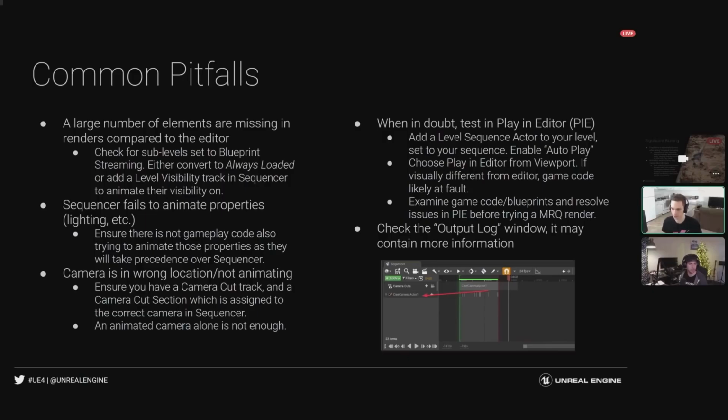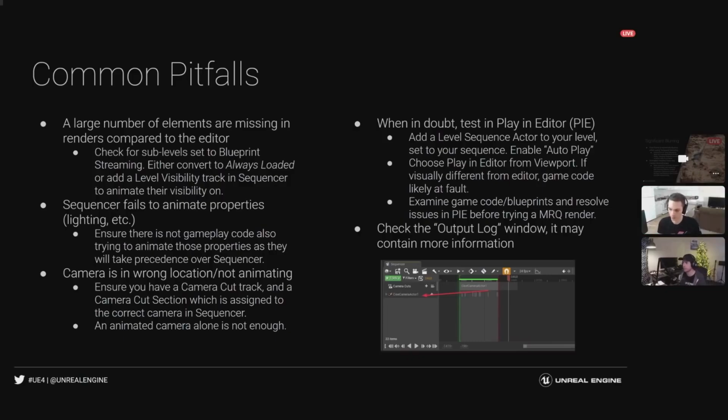If you see that sequencer is failing to animate some properties like the lighting or some values on some characters, it's often that there's gameplay code that is fighting with sequencer. So sequencer will evaluate a value, and then there's some gameplay code that you've written that is trying to reassign that value. And so it ends up looking like sequencer is just not animating some of those properties. So you'll need to go in and look at your gameplay code and see if there is something there.